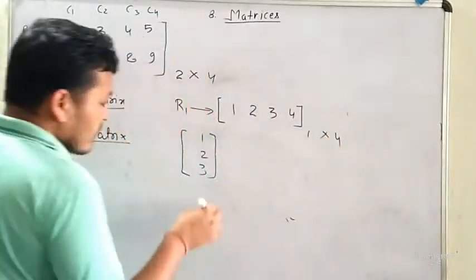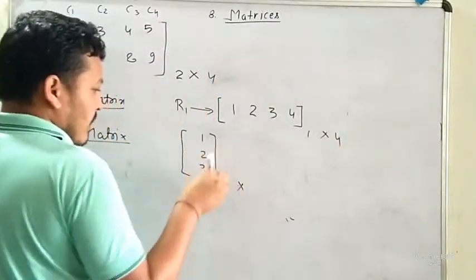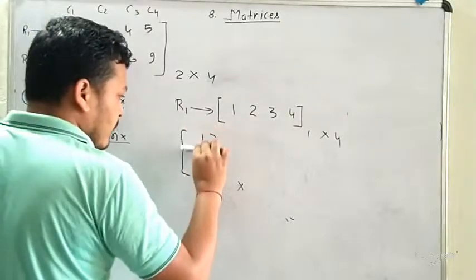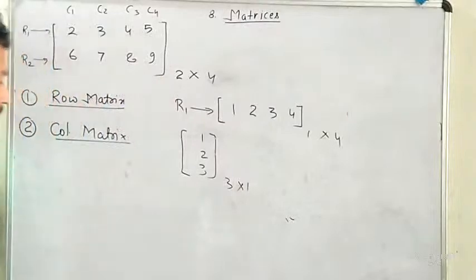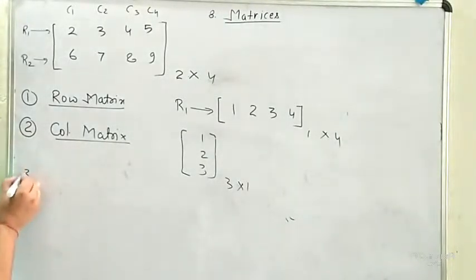Next, what is the order of this matrix? First is row. So how many rows are here? 1, 2, 3. 3 rows are here. Column is only one. So 3 into 1. Next, first is row matrix, second one is column matrix, next one is the square matrix. Okay, next is square matrix.